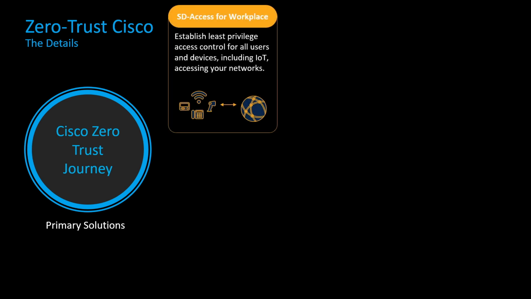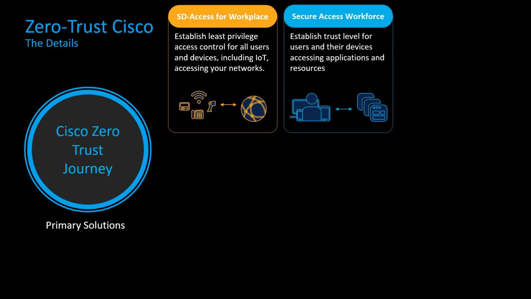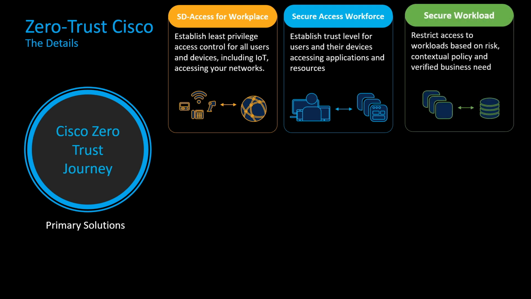So we've got software-defined access. This is for the workplace. Establish least privileged access control for all users and devices, including IoT, accessing your network. Secure access for the workforce. Establish trust level for users and their devices, accessing applications and resources. And finally, secure workload. Restrict access to workloads based on risk, contextual policy, and verified business need.